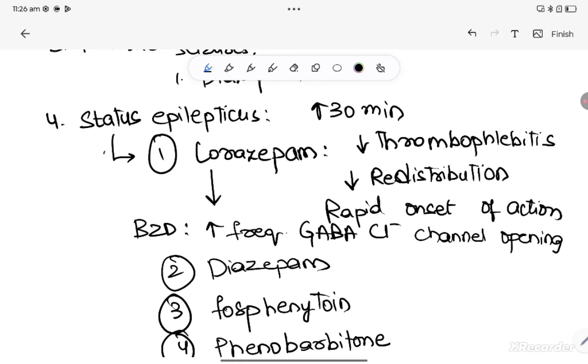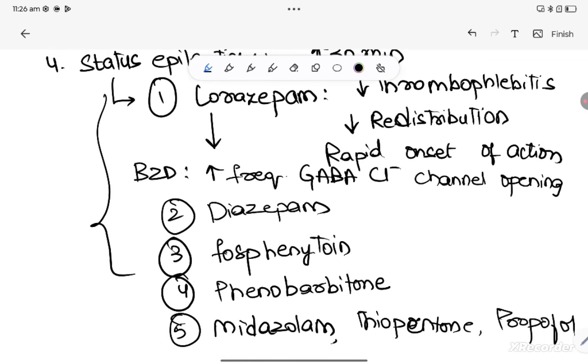Obviously, along with all these, the most important thing is general measures, which include maintaining vitals: temperature, pulse rate, blood pressure, respiratory rate, and glucose levels.